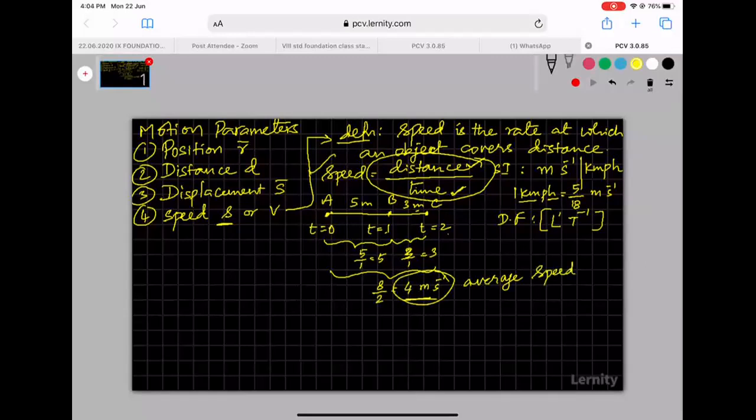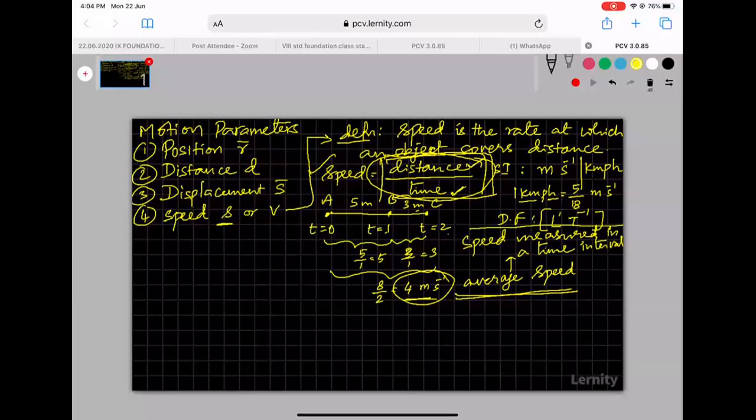Which means if you try to use this formula in the box here, distance by time, what you get is actually average speed. What is average speed? Average speed is nothing but speed measured in a time interval. It is not instantaneous. You don't measure the speed now. You measure the speed from then to now.